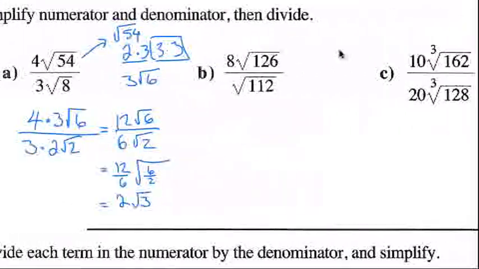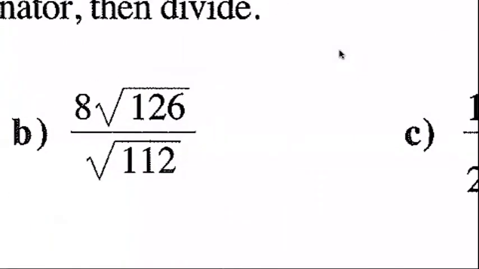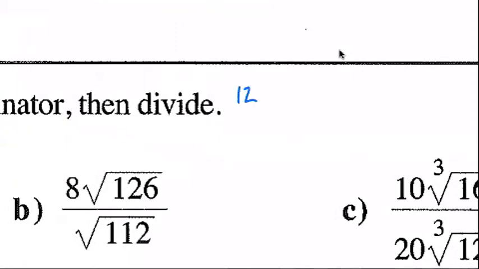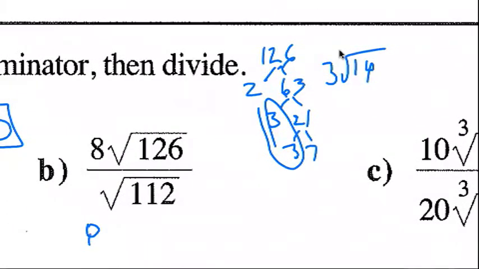Question B, 8 square root 126 divided by square root of 112. 112 is 16 times 7, okay? 8 square root 126. So 126 breaks down into, somewhere in scrap work, you're going to go 126, 2 and 63, 3 and 21, 3 and 7. So square root of 126 is going to be, there's our pair, 3, and left over 2 times 7, 14, 3 square root 14. 8 times 3 square root 14.